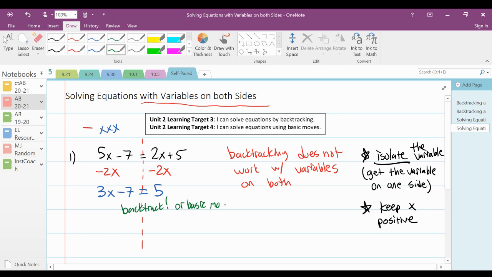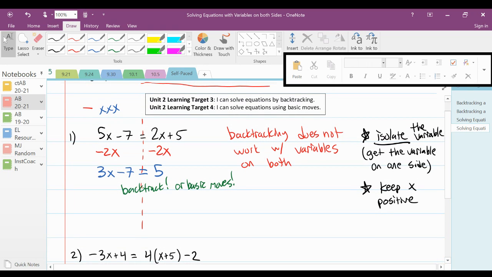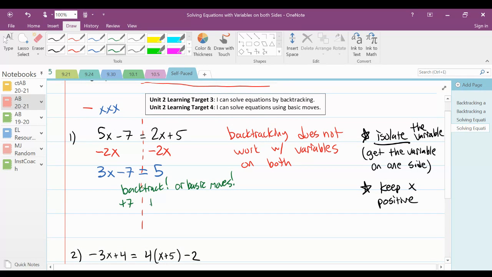I'm going to use basic moves because I think it's a little bit quicker, and a lot of us are starting to get into that. So I'm going to add 7 on both sides. I get that 3x is equal to 12. Divide everything by 3, and x is equal to 4.